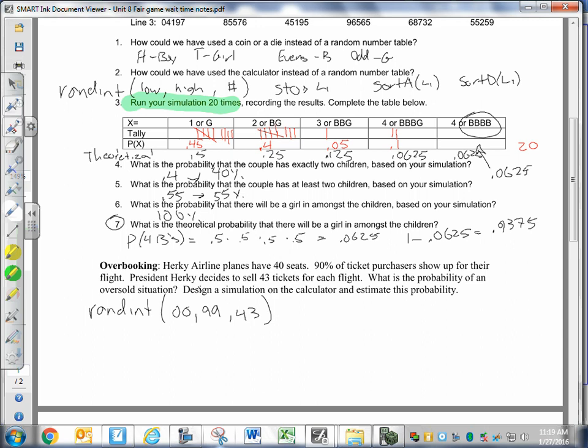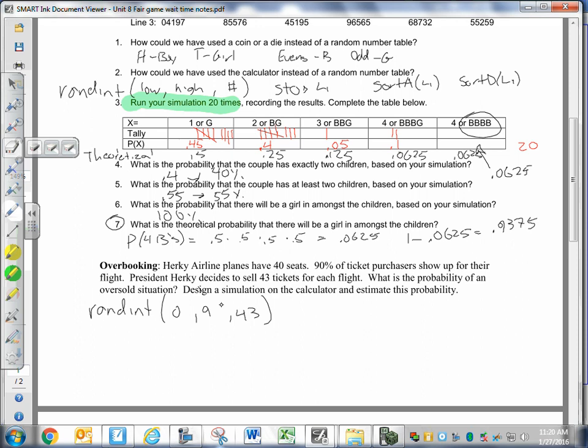That's fine. I would probably say just from 0 to 9. Why would I want 43 numbers from 0 to 9? Can anybody explain? It's like each ticket will get a number. 43 tickets sold. Each ticket will be represented by a number from 0 to 9. Well, how can I simulate 90% of the people showing up? Mr. Riley? Can you do 40 over 9 times 43? Nope. I'm just saying, how can I simulate selling 43 tickets and 90% of those tickets showing up?